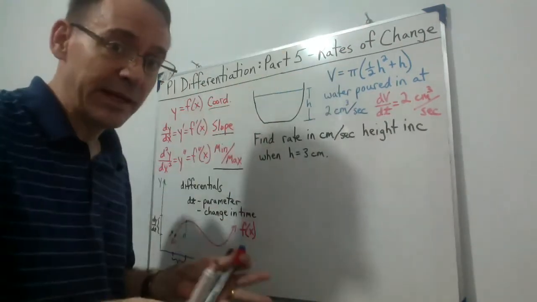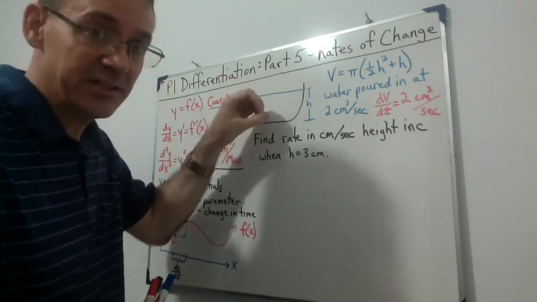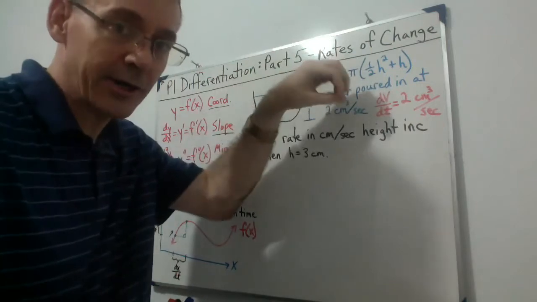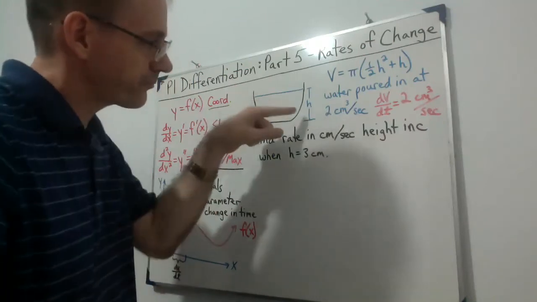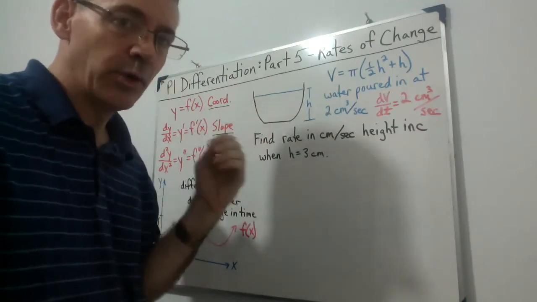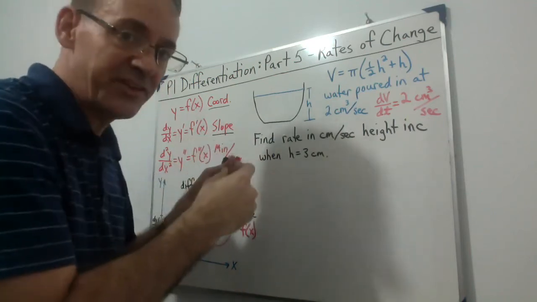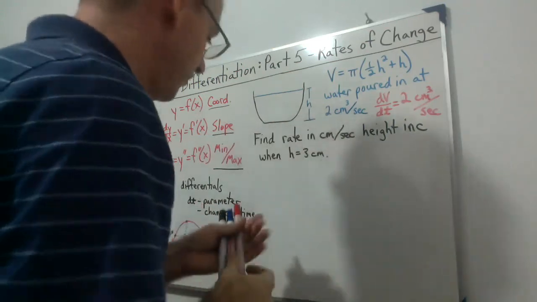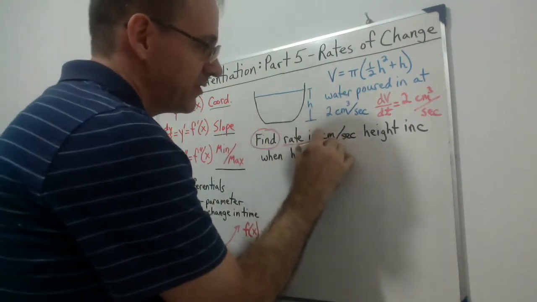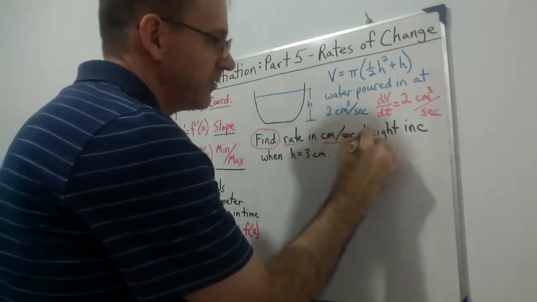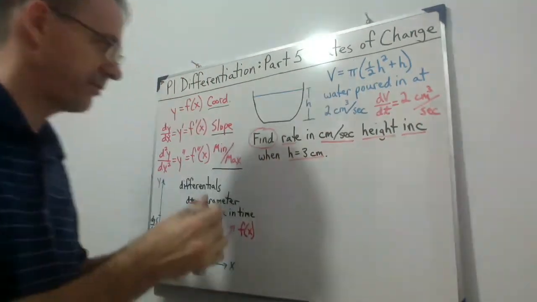Or that's basically consistently, but again, the height is going to change differently. You can pour in the same amount of water consistently, but because the bottom is narrower and the top is wider, the change in height will not be the same throughout the entire bowl. So find the rate in centimeter per second for the height, and notice it's increasing when h equals 3.